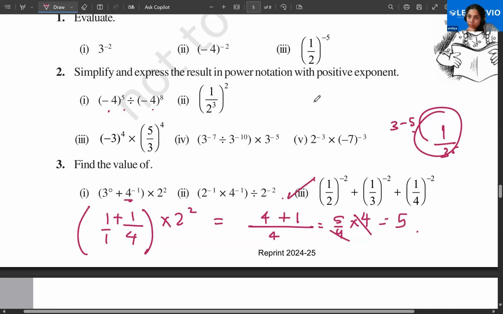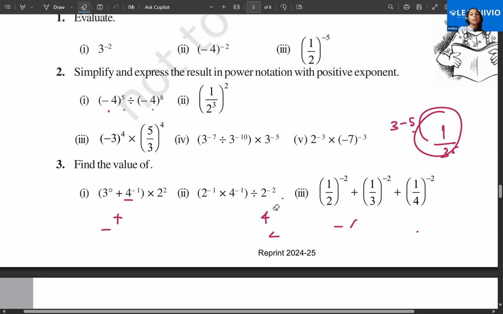Ma'am, the final answer which I got is 29. Okay, let me check. So 1/2 will be written as 2 by 1 to the power of 2, right? Correct. So it's 2 by 1, and the power is 2, plus next 3 by 1 to the power of 2.